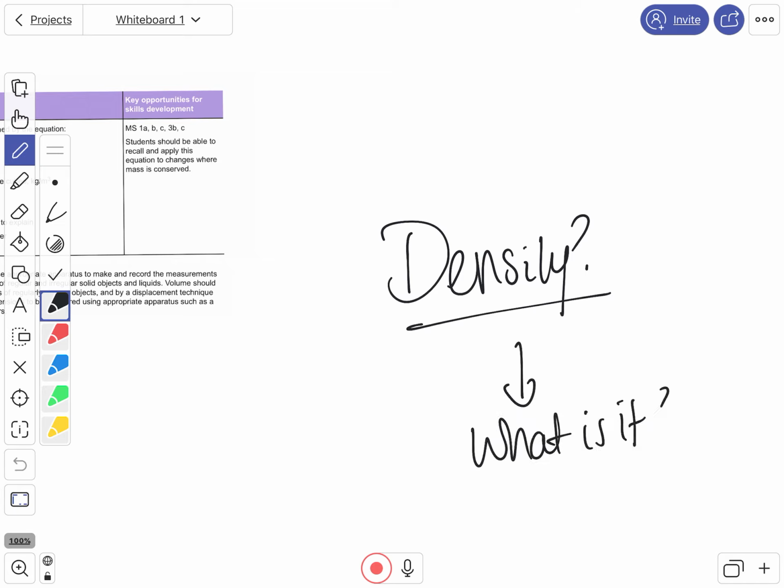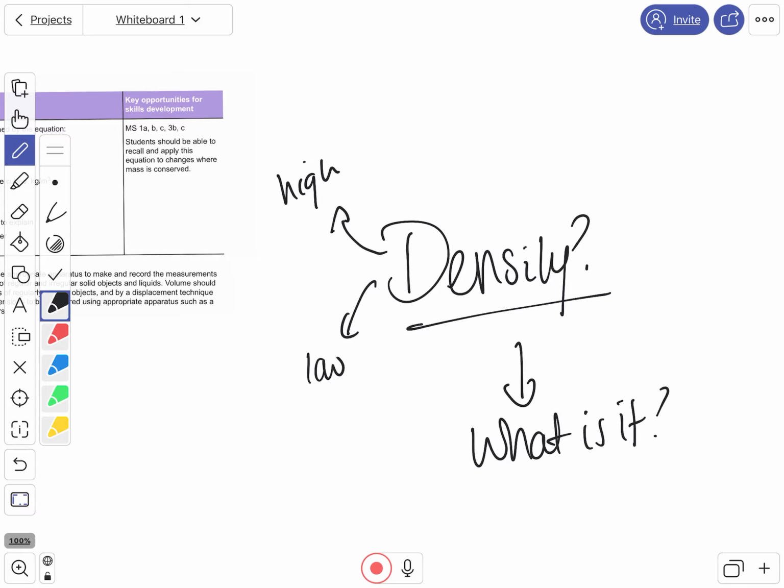So I want you to imagine two blocks, both the same size. One's made of polystyrene, one's made of iron. Even though they're the same size, which one will be heavier? Well, the iron one would be heavier. It's got a higher density. So we talk of density as being high or low density. The polystyrene would be low density.